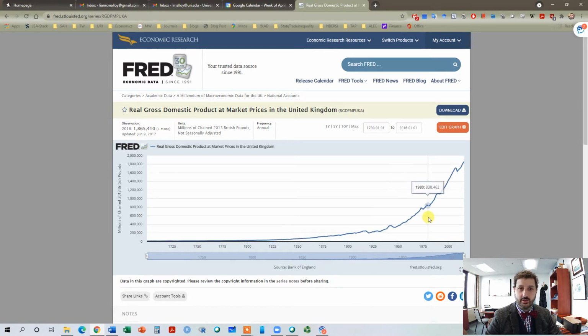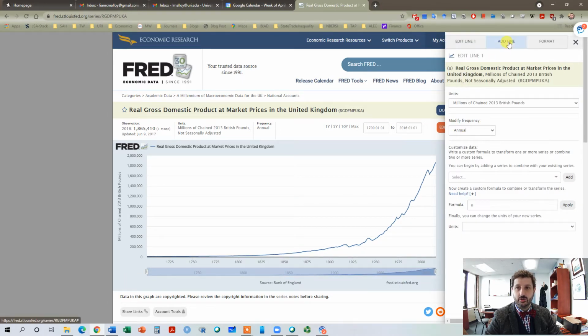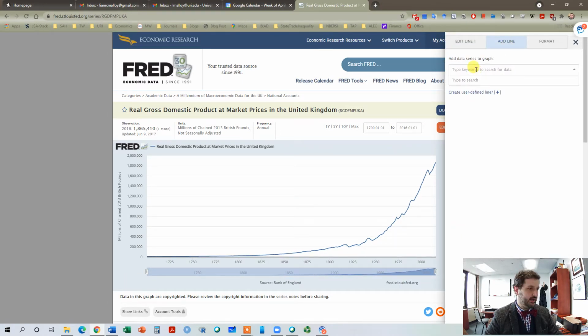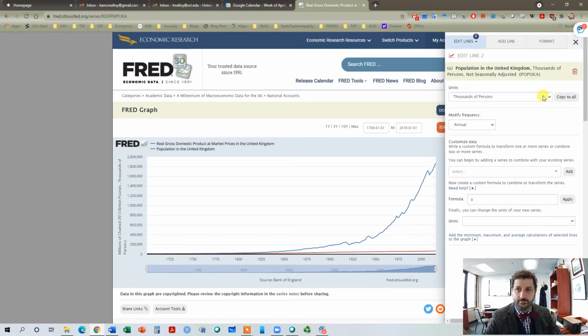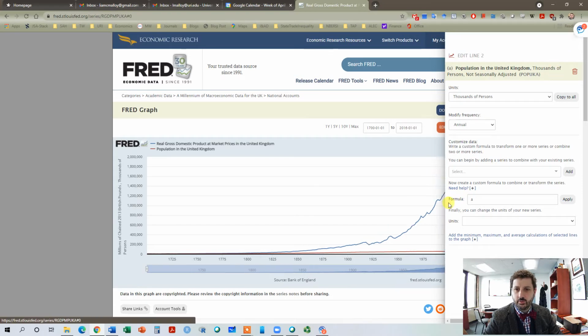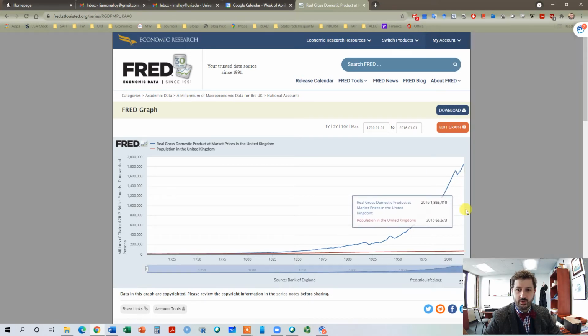So here's GDP. We want GDP per capita, so what we are going to do is add population. So we're going to add POP-UKA. And this is obviously from the same data source because it goes back to 1700 as well. And we don't need to worry too much about this graph. We could make it prettier if we wanted to.